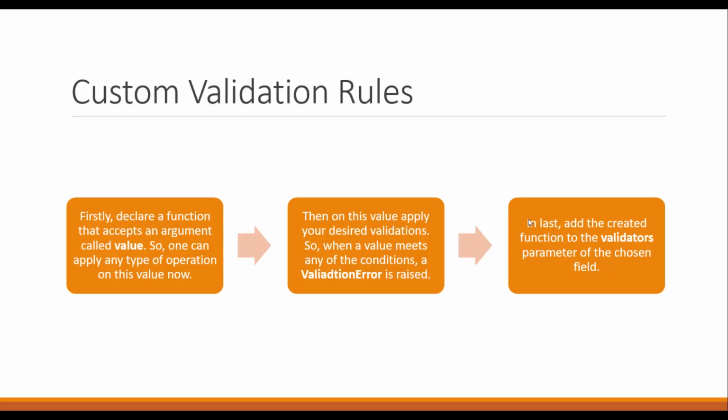Firstly, we have to declare a function that accepts an argument called value, or you can name it anything. One can apply any type of operation on this value. Then on this value apply your desired validation. When a value meets the condition, a validation error is raised, and in the last step add the created function to the validators parameter of the chosen field. I will explain this validation with the help of an example, so you can clearly understand how the custom validation works.